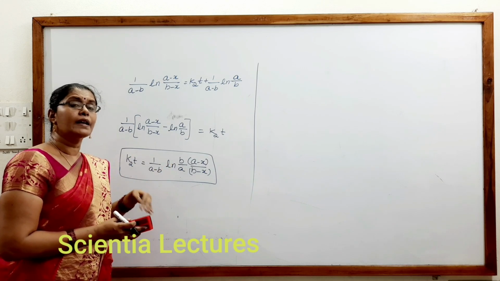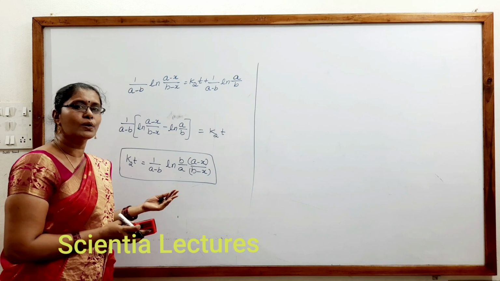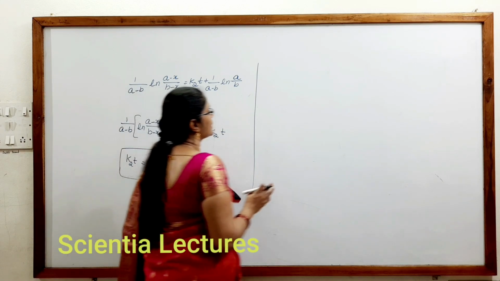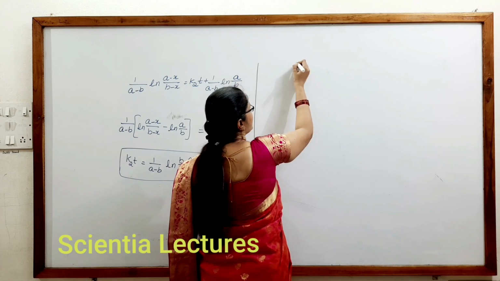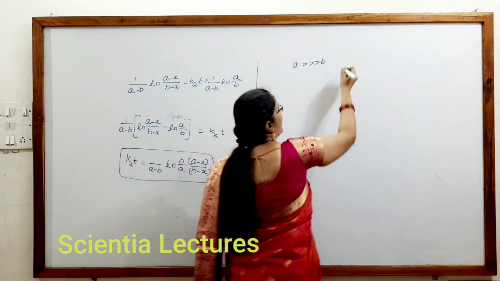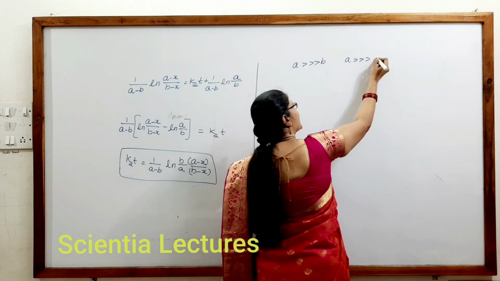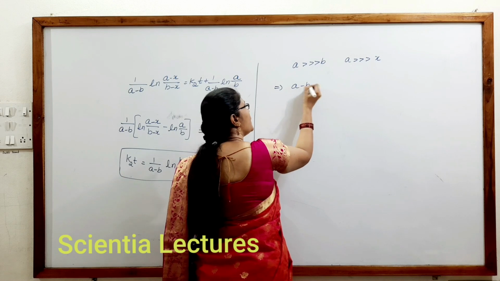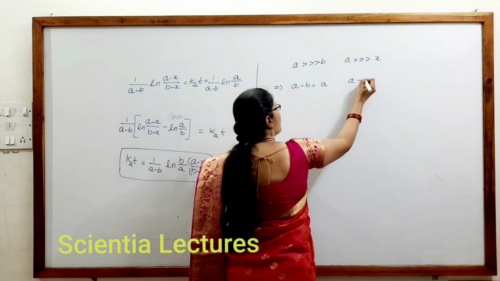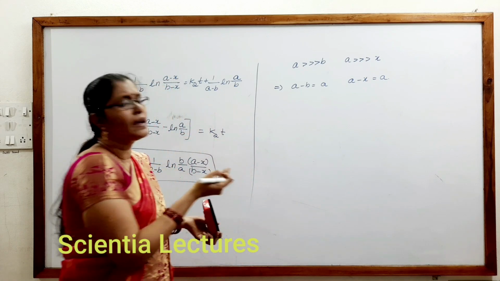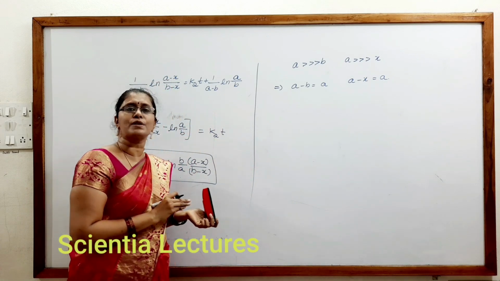If we take any one of the reactant molecules in excess, let us suppose A is in excess. So A is very much greater than B, and A is very much greater than the reacted amount x also, which implies a minus b will be equal to a, and a minus x also will be equal to a, because b and x are negligible amounts compared to a.